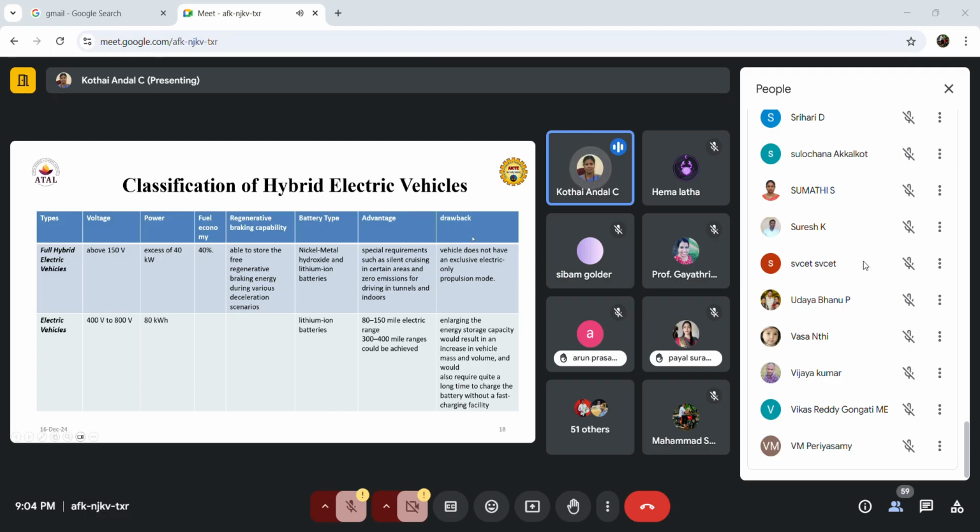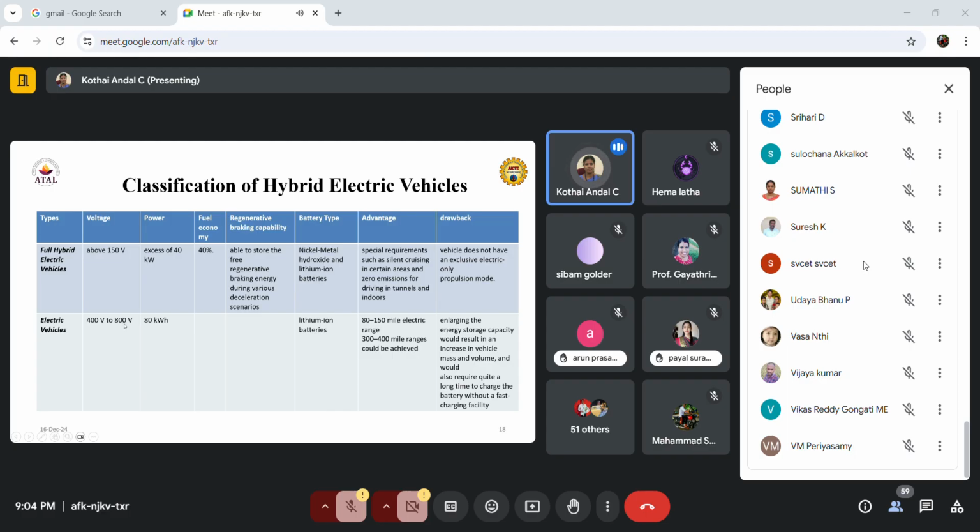That's why this type of electric vehicle, the full hybrid electric vehicle, is very suitable for driving vehicles where we cannot go, where a man cannot enter, and for automatic operation. There we can drive this full automatic electric vehicle in tunnels and indoor activities. Then here the vehicle does not have exclusive electric propulsion because it's hybrid. Okay, and that is the only drawback.